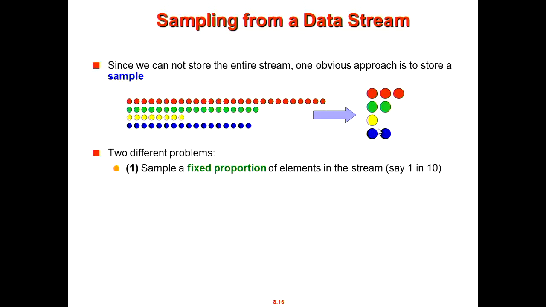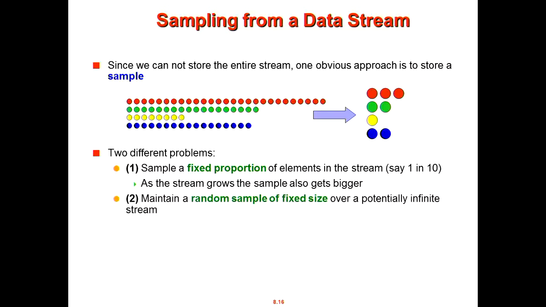To do sampling, there are two different ways. The first is very straightforward and easy: sample a fixed proportion of elements in the stream. For example, given the whole stream, we only want to store 10% of it. The problem is that as the stream grows, the size of the sample also gets bigger, right? After you receive the data stream for a long time, your sample size also increases, and maybe it's too huge to store in your computer.